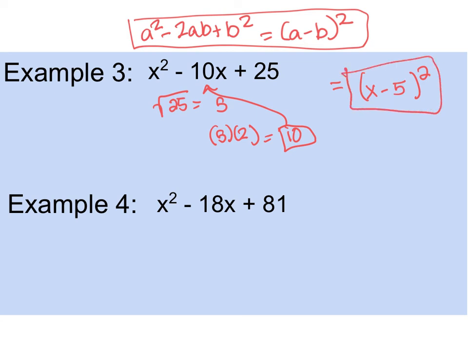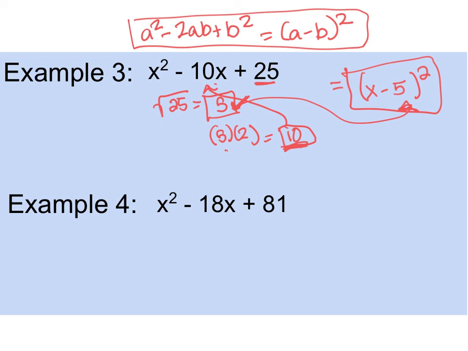And that is the shortcut method. You take the square root of your constant and you get 5. You double it to make sure it really is a trinomial square. And if it is, then you know that this is going to be what will be in the answer. Next problem.